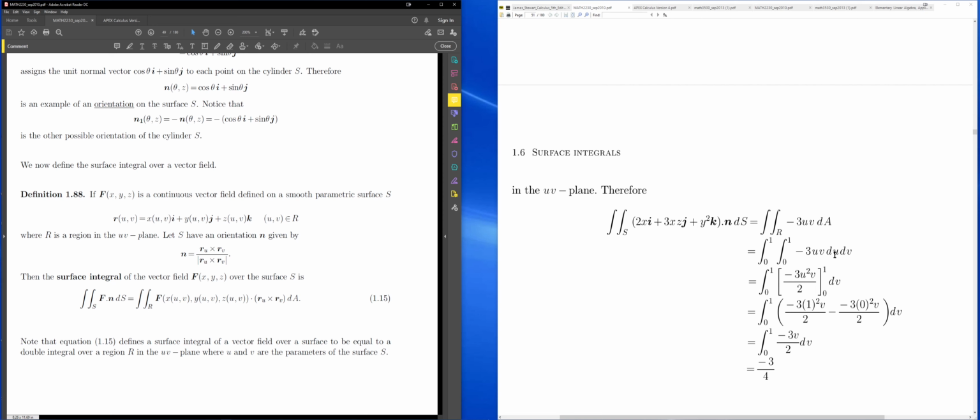Okay, so let's go through it. First I'm going to integrate with respect to u. When I integrate with respect to u, I'm going to get u squared on 2 here, and the minus 3v is just going to come along as a constant.